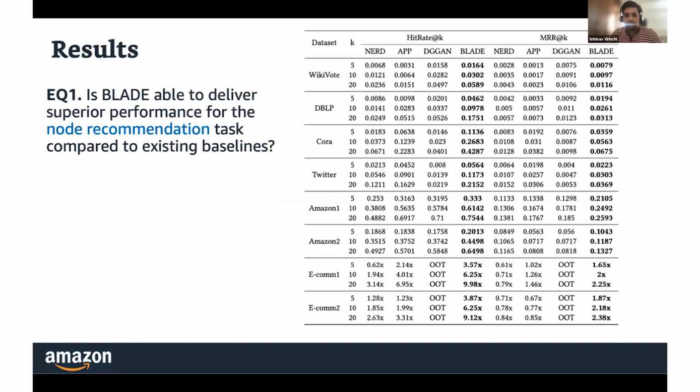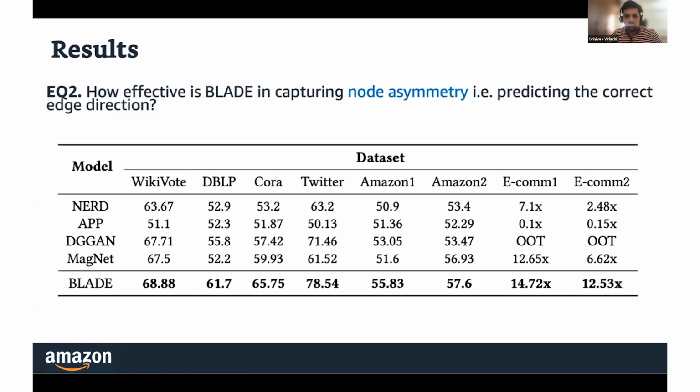we were seeing a significant lift in MRR and hit rate using our approach because of the explicit modeling of having these two embeddings S and T. That's one takeaway. Second is, one could ask, you have said so much, what about the direction? How does your model handle the direction?